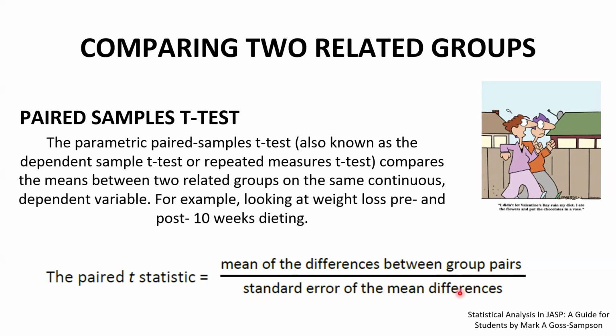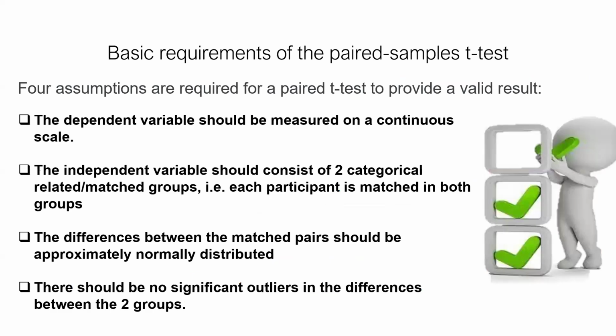Now with the paired t-test, the null hypothesis is that the pairwise difference between the two groups is zero. Now, what are the assumptions that we need to keep in mind, or the basic requirements needed in order to run the paired samples t-test? There are four assumptions required for a paired t-test to provide a valid result. That is, the dependent variable should be measured on a continuous scale, that is either in the interval or in the ratio level.